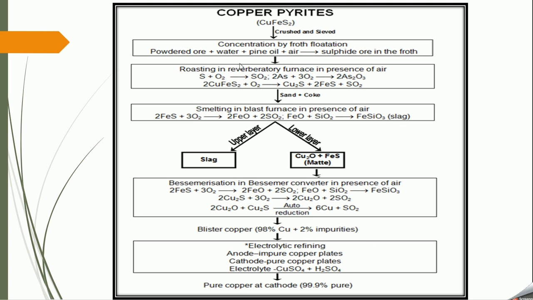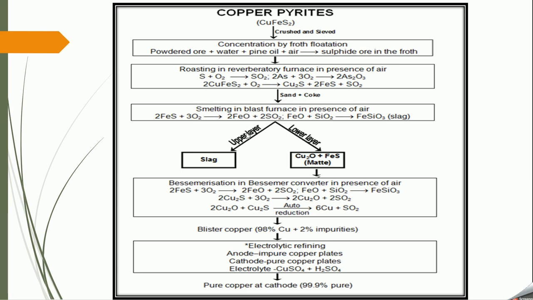Here you can see the flow chart involved in the extraction of copper from copper pyrite. This copper pyrite is obtained from the earth's crust. It is crushed and sieved and concentrated by the flotation method. Then it is roasted in a reverberatory furnace in the presence of air, and then it is smelted along with sand and coke. Sand is nothing but silica, SiO2.